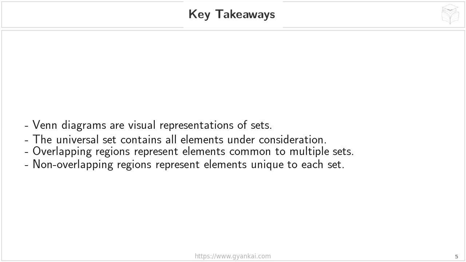Finally, the parts of the circles that don't overlap are equally important. These non-overlapping regions show us the elements that are unique to each individual set. They belong to that set only and aren't found in any of the other sets we're considering.